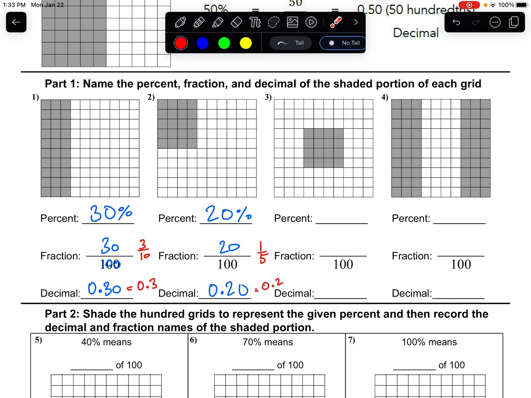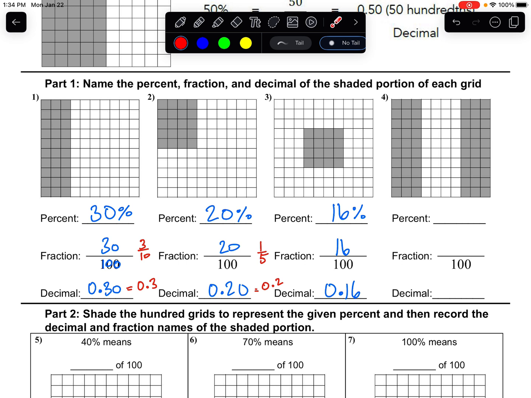Let's take a look at the next one. We've got 4, 8, 12, 16. 16 of those are shaded, 16 out of 100, which is 16%. Because remember, percent means out of 100. That is 16 out of 100. And yes, that can be simplified or reduced. And 16 hundredths is written like this, as a decimal. Now, this fraction can be simplified, but this decimal cannot. But let's not worry about that right now.